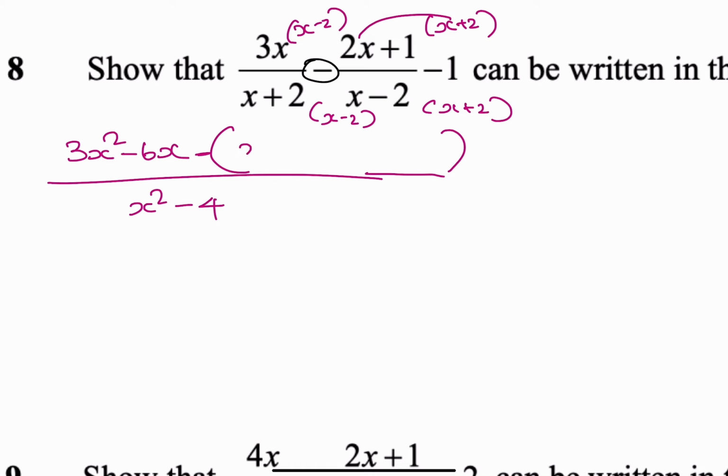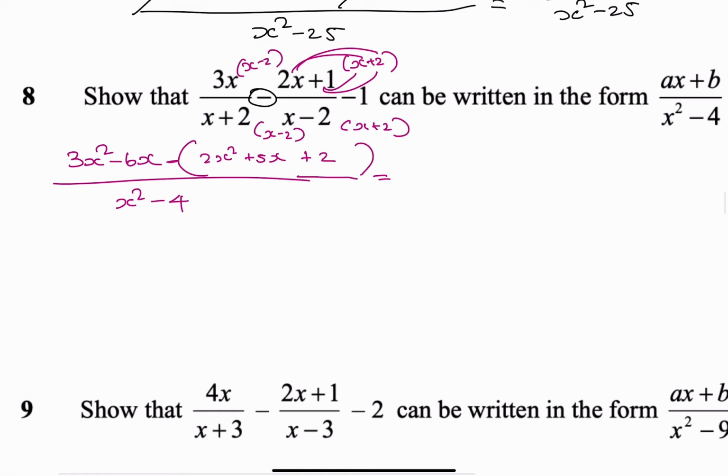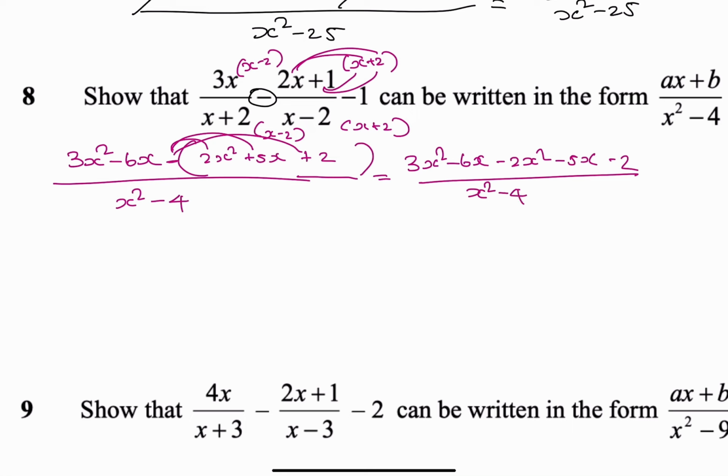2x times x is 2x squared. 4x, add 1 is 5x. 1 times 2 is 2. So realistically, that is 3x squared minus 6x, minus the bracket 2x squared plus 5x plus 2, over x squared minus 4, which in turn is 3x squared minus 2x squared, which is x squared. That's minus 11x.